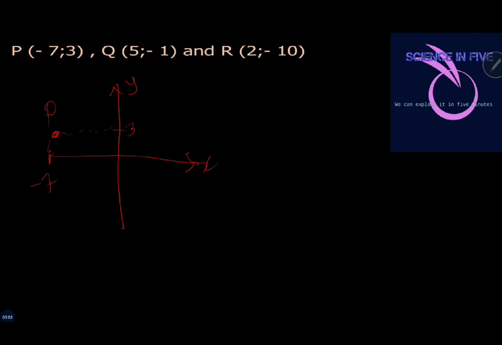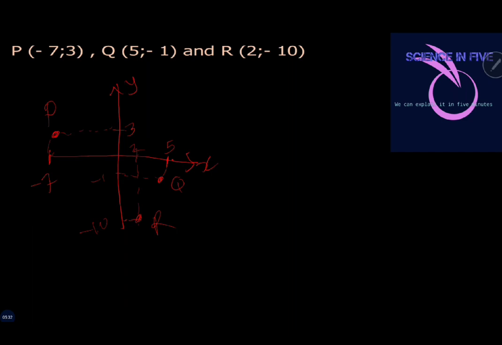Q is the point 5, -1: 5 on the X, -1 on the Y, where these two meet. That's where the point Q is. And R is the point 2 and -10. So I go back there. I assume that's where 2 is, and that's where -10 is. That's the point R.